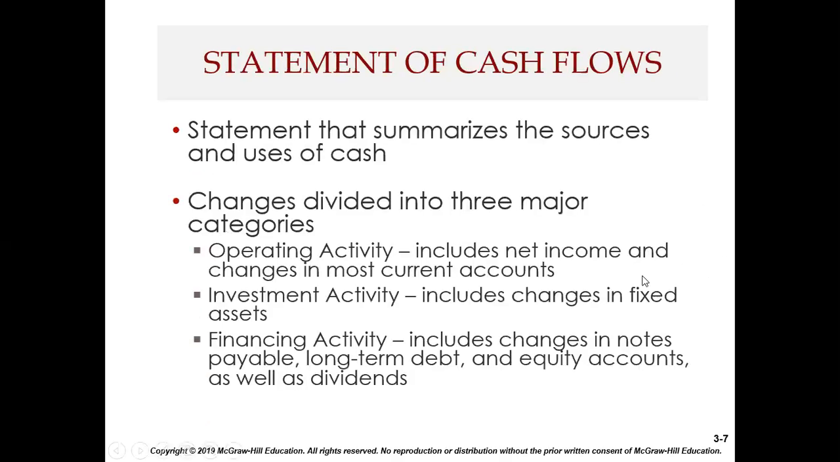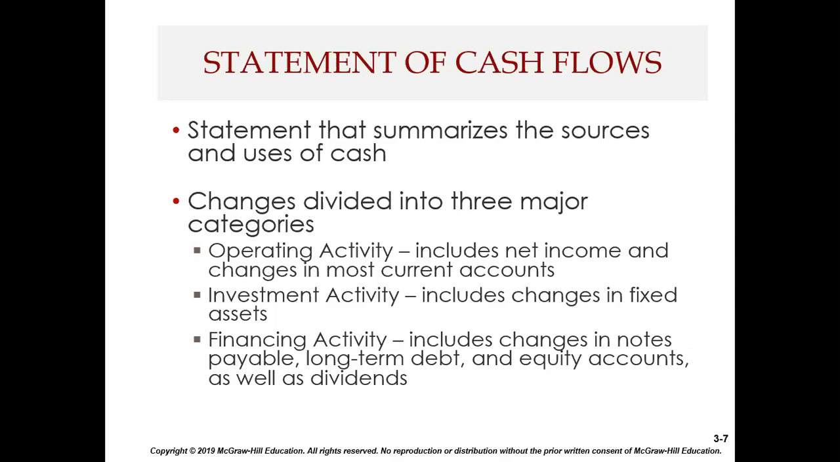So our statement of cash flow summarizes these sources and uses of cash. It's a financial statement. And it does it by three major categories. Cash sources and uses from operating activities, sources and uses from investing activities, and sources and uses from financing activity. So what are we looking at here? Well, operating activities, what we're doing is saying, okay, what's our starting point for our operations? It's net income.